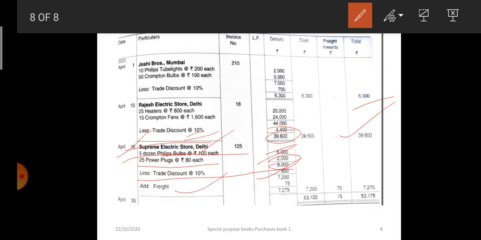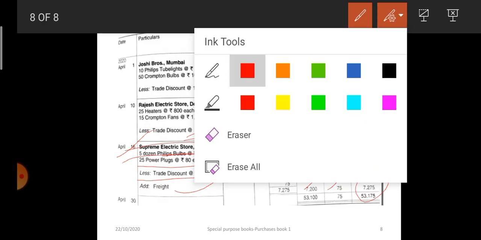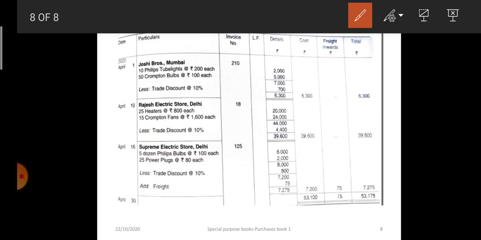Freight was also mentioned, that we will record in a separate column. So it is 7200 plus 75, 7,275 rupees. So the total cost of purchases is 53,100. Freight charges is 75 rupees. This will be shown in the purchases account, and this in the freight inwards account.